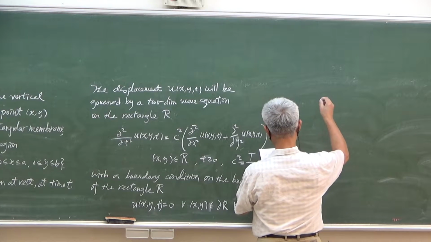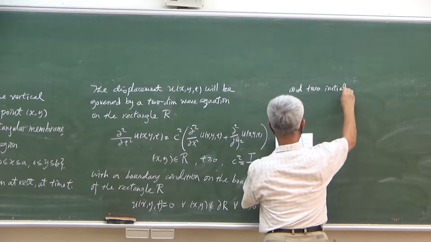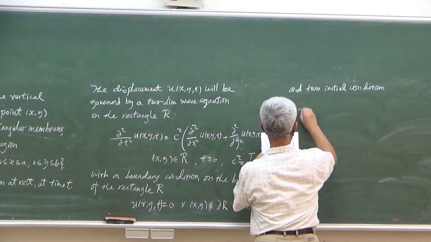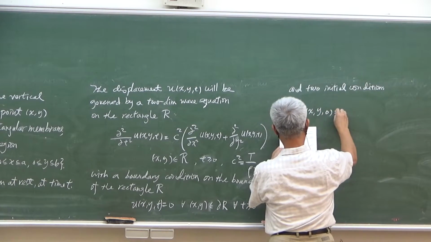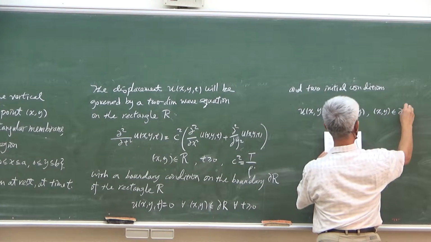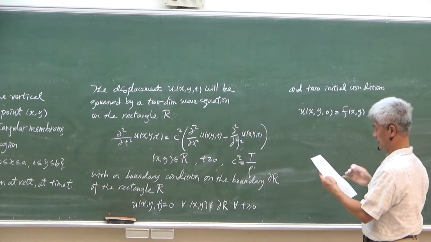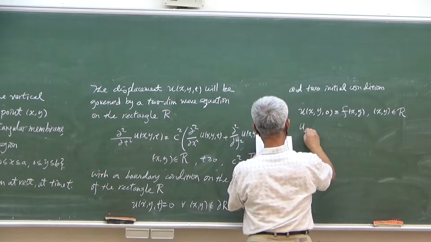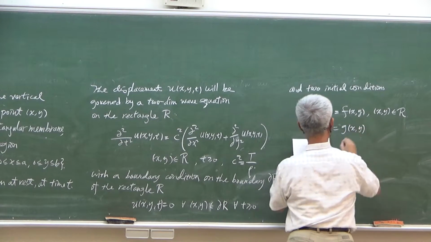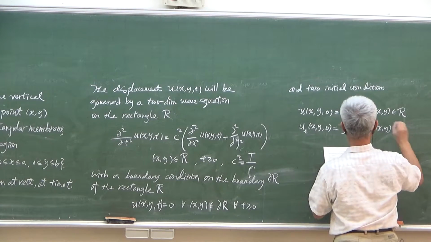And two initial conditions: the initial displacement is given by the function f, and the velocity of the displacement is described by the function g.